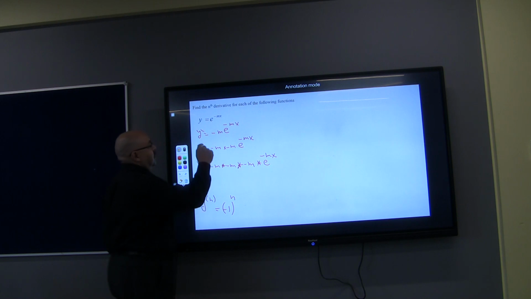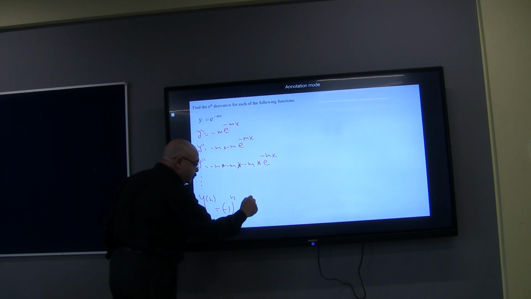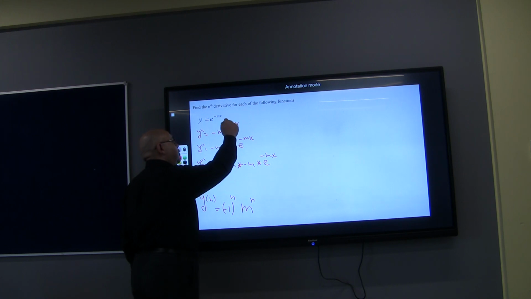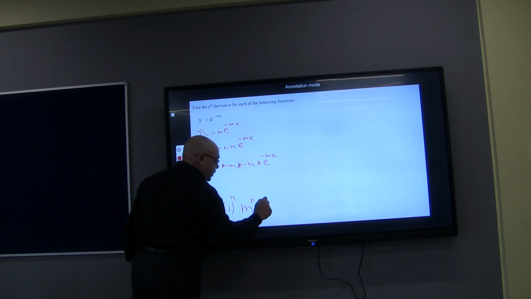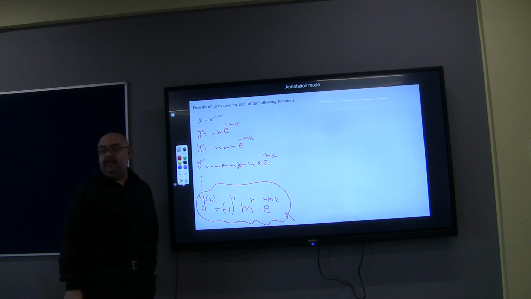Then y dash has just one m. Y double dash we have m to the power of 2. Y triple dash we have m to the power of 3. That is, we will have m to the power of n. And all of this has e to the power of negative mx. So it's going to be e to the power of negative mx. This is the nth function, or the nth formula.